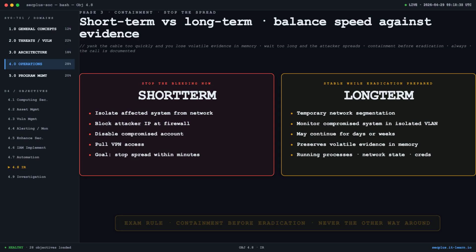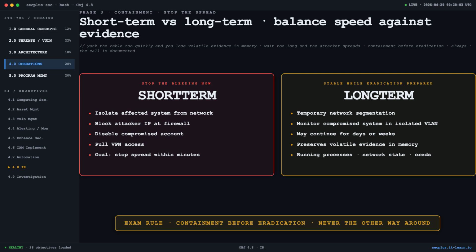Key principle: containment must balance stopping the attack with preserving evidence. Yank the network cable too quickly and you may lose volatile evidence in memory, running processes, network connections, decrypted credentials. Wait too long and the attacker spreads further. The judgment call is the analyst's job and the call is documented. The order: containment before eradication, never the other way around.